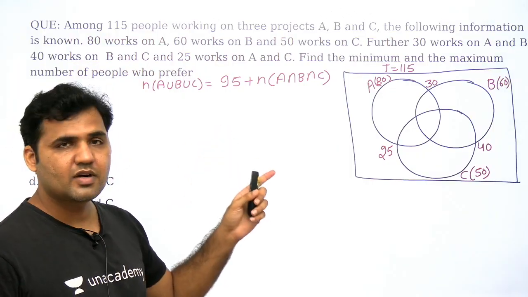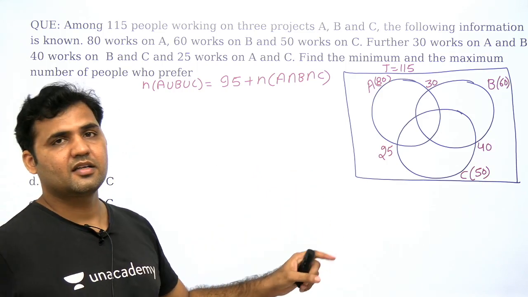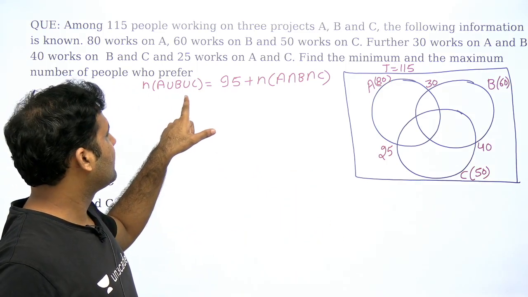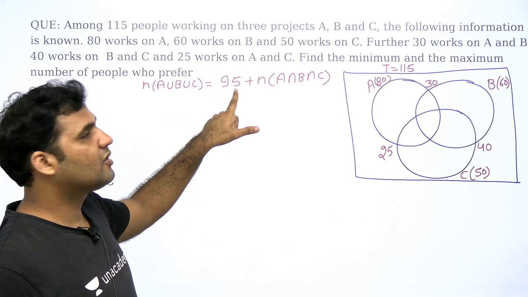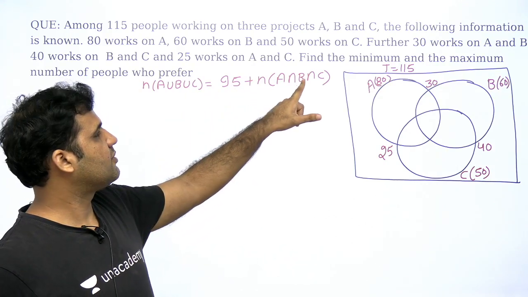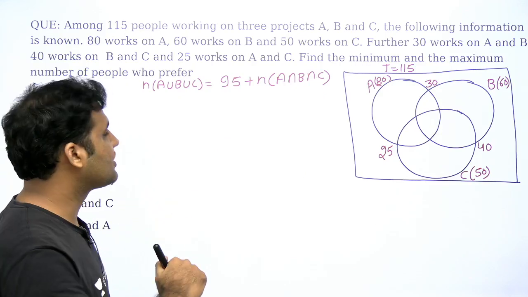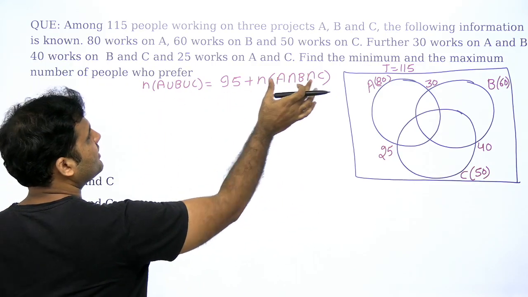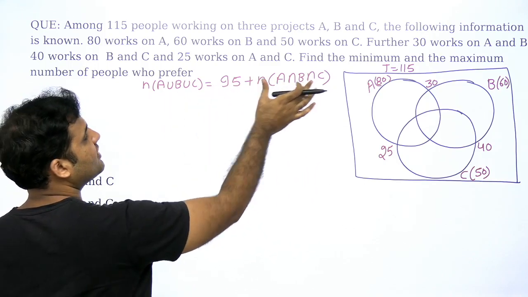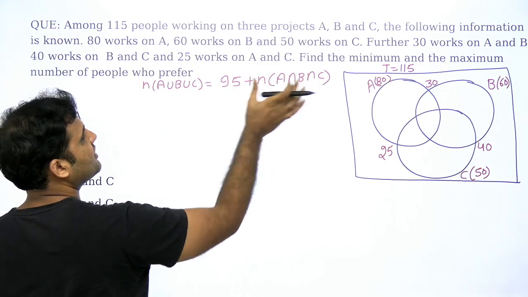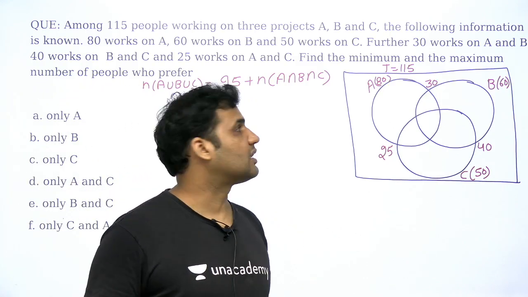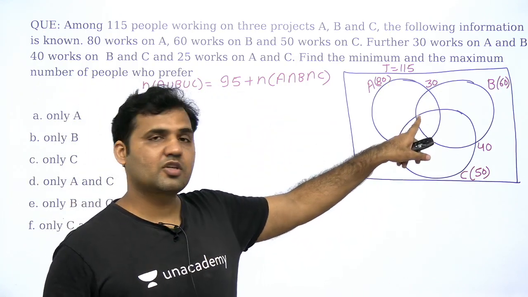So this was a set we were discussing, and in the previous video we have just seen that the union of sets A union B union C will be equal to 95 plus n(A intersection B intersection C), and two results we have derived already: if you want to minimize this, then you have to minimize this; if you minimize this, this will get minimized. If you maximize this, this will get maximized. This is something we have understood with the concept of formula as well as with the logical approach of the Venn diagram.